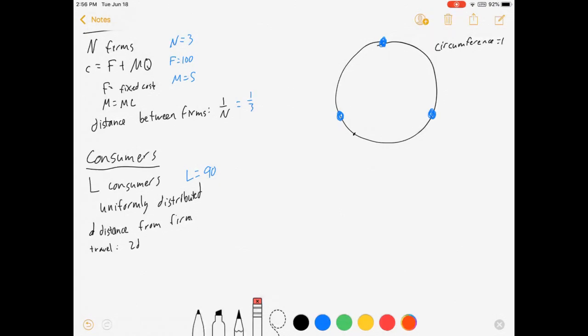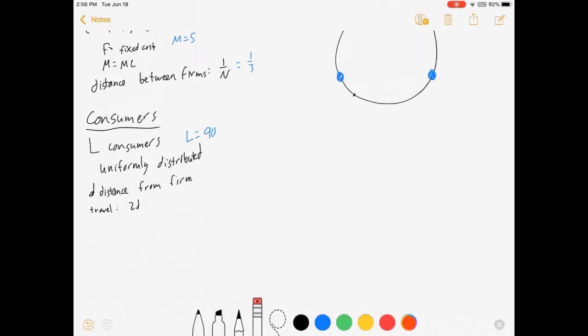Now this travel is costly. Whether it be measured in time or gas money or whatever, we need to have a parameter, T, which is travel costs. And I'm going to say C for travel costs is equal to 2DT. That's travel costs for one individual, and it's equal to their round trip distance times T, basically. For the example later, I'm going to say that T is equal to 4.